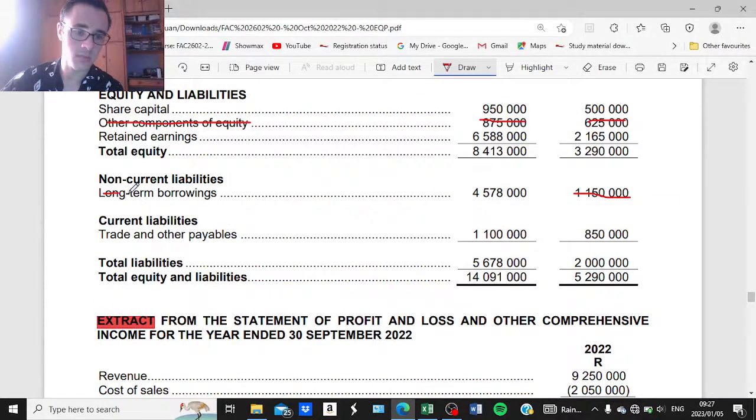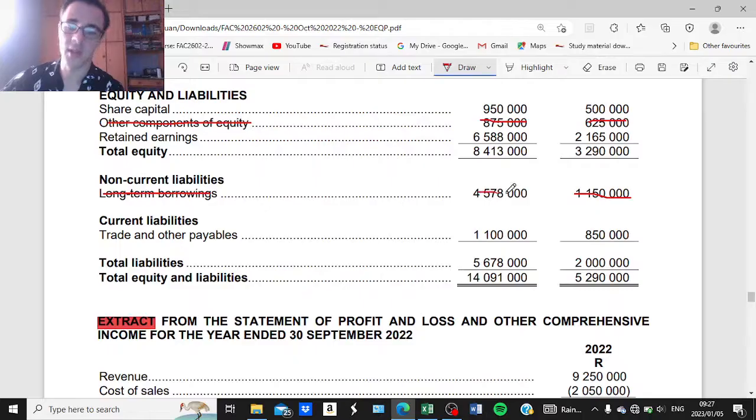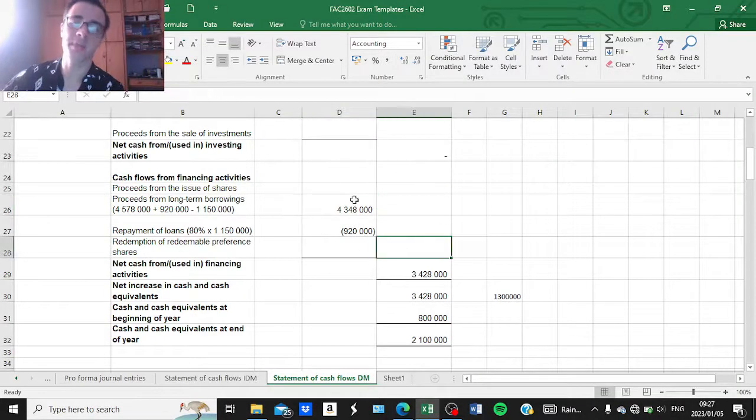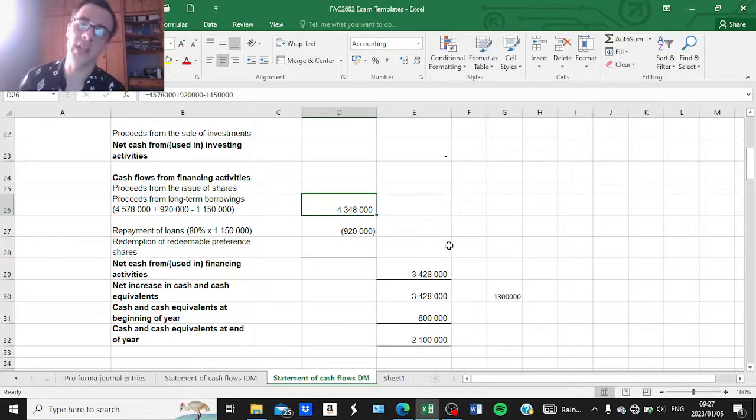and you should arrive at the closing balance of 4,578,000. That is just for confirmation in order to ensure that you have calculated the cash flow correctly. And because this is an additional loan that was acquired, it represents an inflow of cash, so therefore it must be shown as a positive amount in the financing activity section in the proceeds from long-term borrowings line.